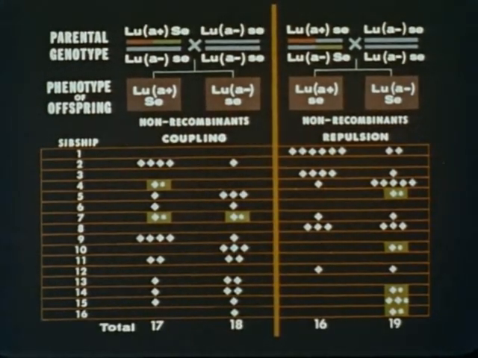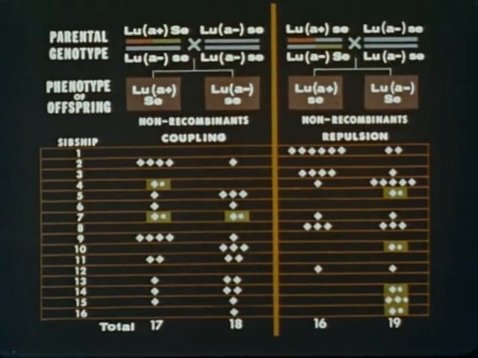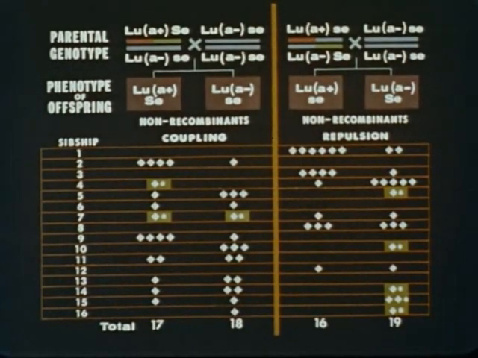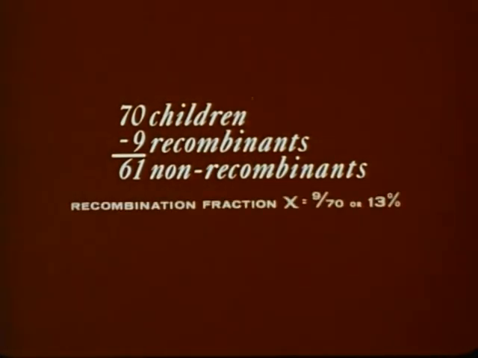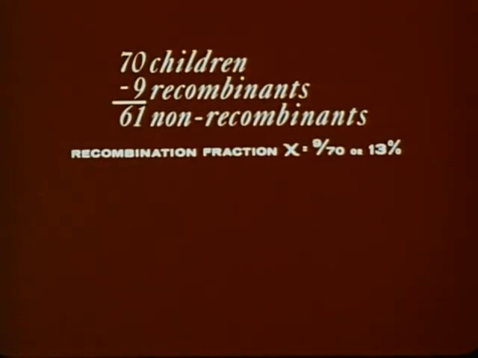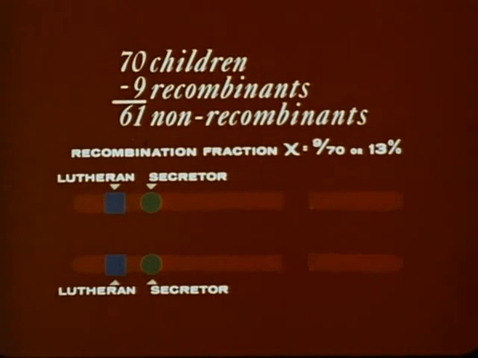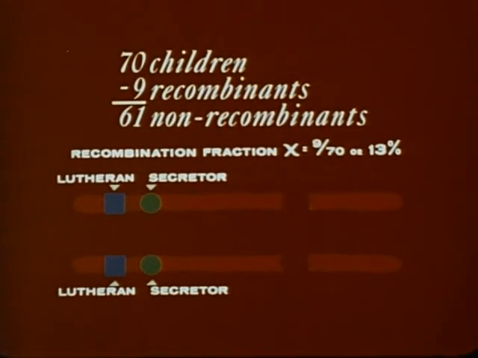The total number of offspring in each class is about equal. Thus, no clue of linkage is provided. In all, 70 children occurred in these families. Of these, 9 are recombinants and 61 are non-recombinants. Thus, the recombination fraction, chi, is 9 out of 70, or 13%. It is concluded that the Lutheran and Secretor loci are on the same chromosome and about 13 map units apart.